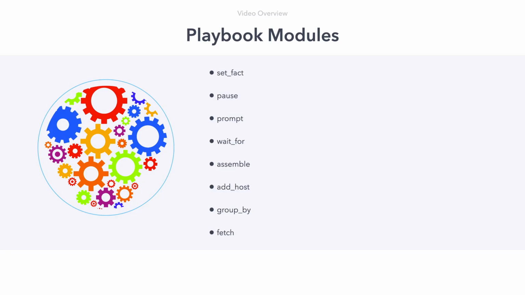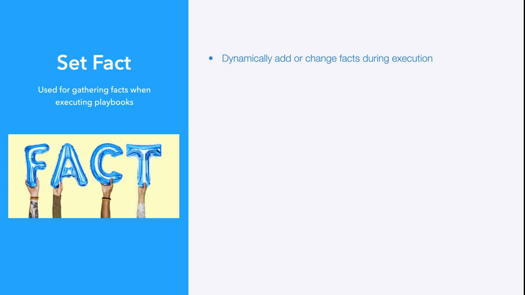Ansible is a batteries included framework with thousands of built-in modules covering a multitude of areas and technical specialities. In this module, we're going to explore some of the modules that are available that you're most likely to use in your everyday playbook creation. The first module we're going to look at in revision 1 is set_fact. This module allows you to dynamically add or change facts during execution.